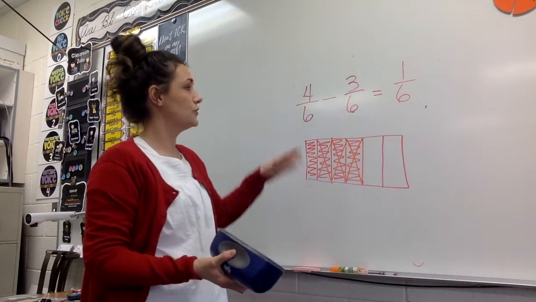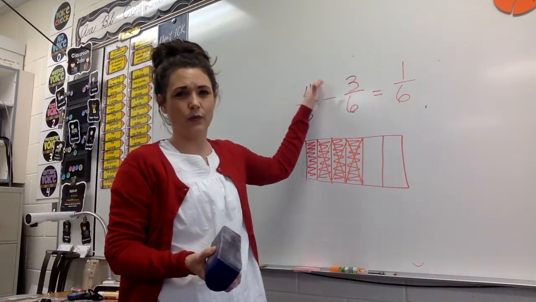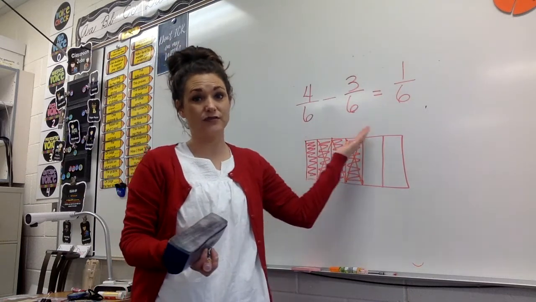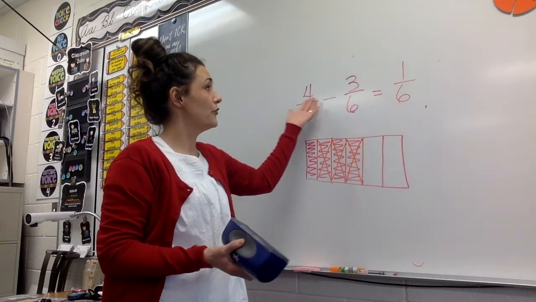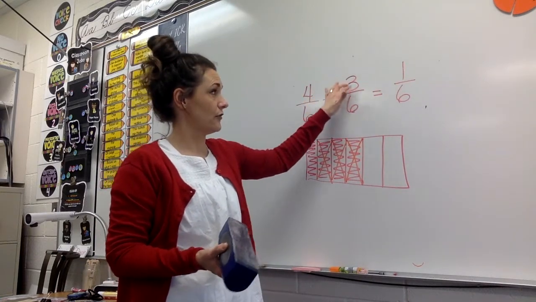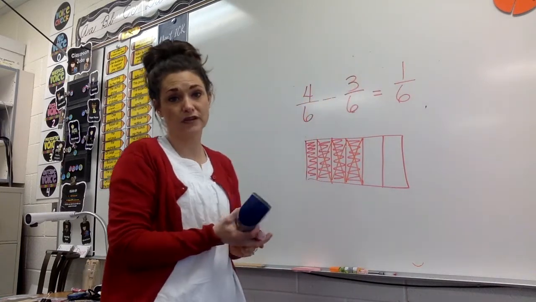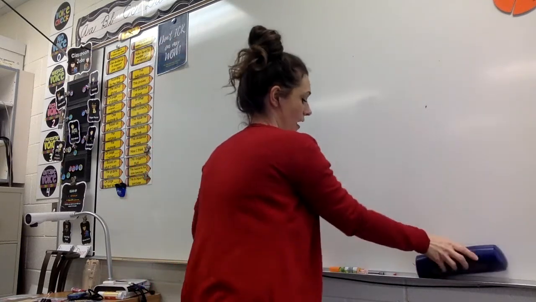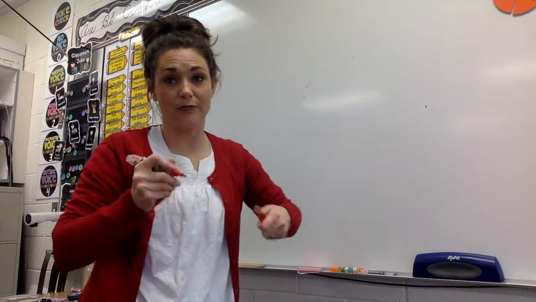Okay, now let's try another one. I was going to point out too, what's happening with our numerators and our denominators? Well, denominators are staying the same, and numerators are the things that are getting subtracted, right? 4 subtract 3 is 1. Pretty simple.